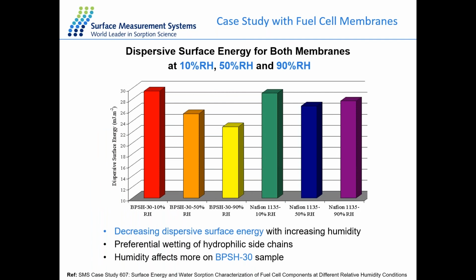So first, for the dispersive surface energy result, the two membrane samples show very similar values at 10% RH, but this dispersive surface energy becomes smaller with increasing background humidity. At 90% RH, the dispersive surface energy of the BPSH sample drops almost 30%, while the Nafion sample drops only about 10%. And it's a constant trend of decreasing dispersive surface energy for the BPSH sample, which indicates this sample is more humidity dependent. And this is because the dispersive surface energy only counts for the van der Waals interaction with the nonpolar probes.